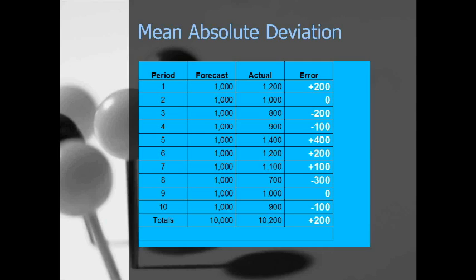Now, if you notice also one other thing, the actual shipped for the entire 10 periods was 10,200. The forecasted amount was 10,000. So on one hand, that was a pretty accurate forecast.